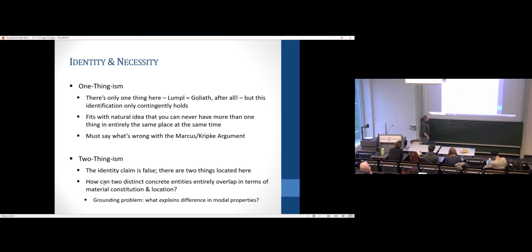And to maybe make it even worse, we can ask this kind of question, right? So Lumpel can survive being squashed. Goliath cannot. So what explains this difference in modal properties? Why is 'possibly Lumpel survives' true, but 'possibly Goliath survives' false? So not only do we have to deal with this perfect overlap, but we also need to explain why the difference in modality comes up.